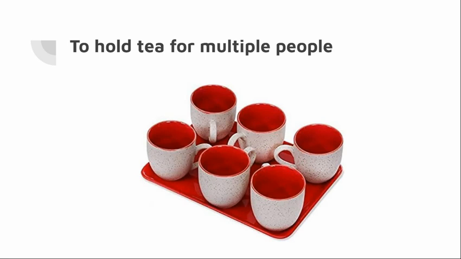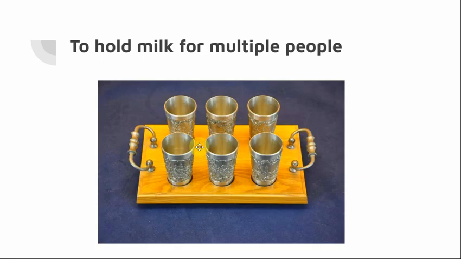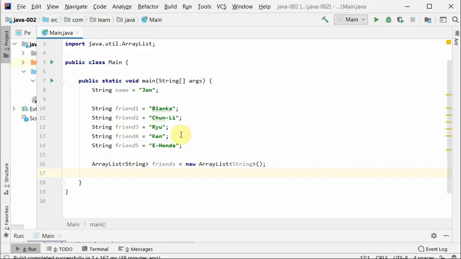Similarly, if somebody wants to drink water and we want to keep a list of glasses, we can use something like this one. And similar is the concept here. We want to create an array list where the type is string. So in our previous example, it was tea or it was water. Here we are just storing strings as multiple values.